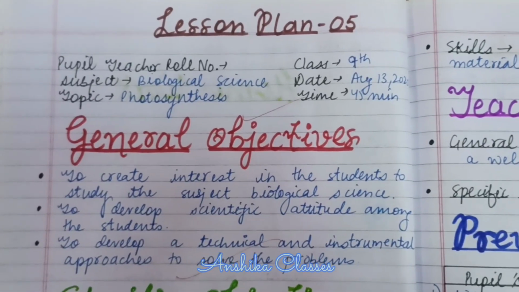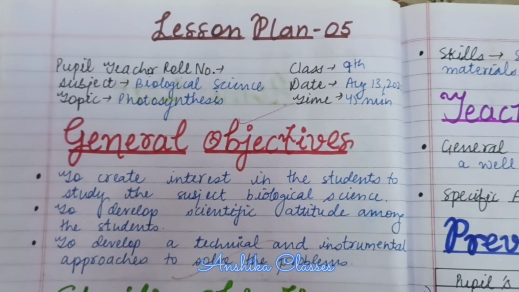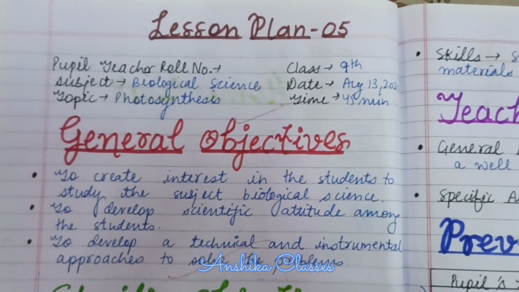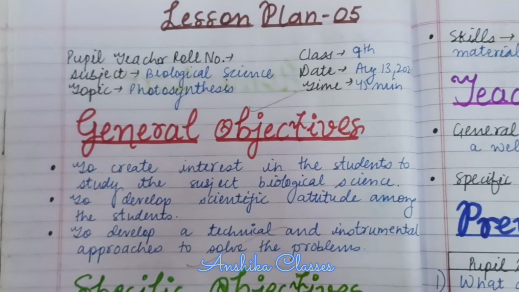Hello everyone, this is lesson plan number 5. We have to write our preliminary details: pupil, teacher, roll number, class, subject, date, topic and time. The topic for today is photosynthesis.